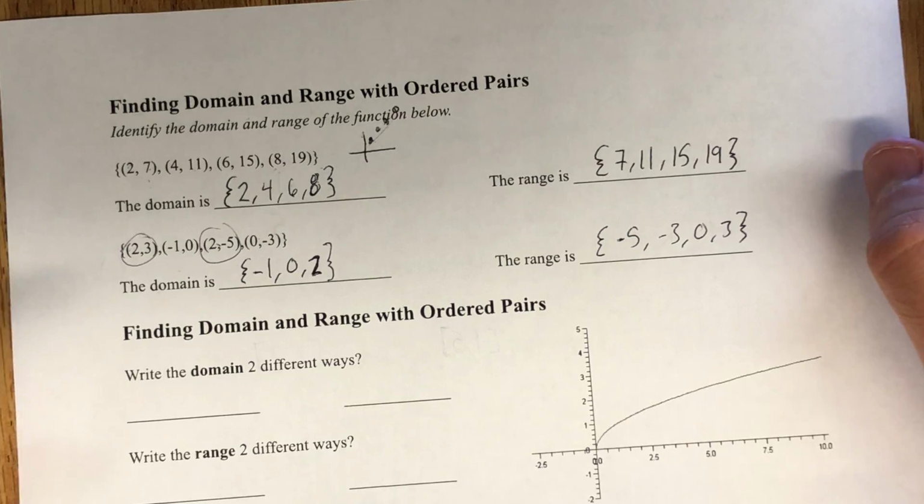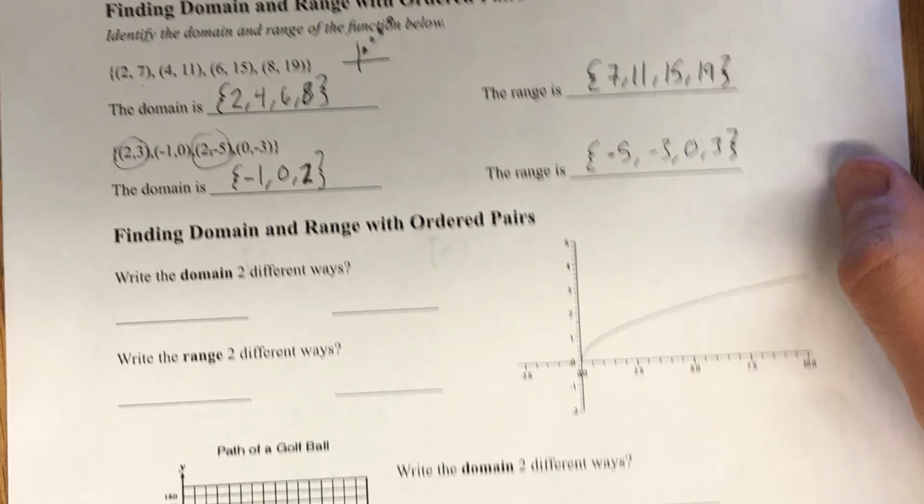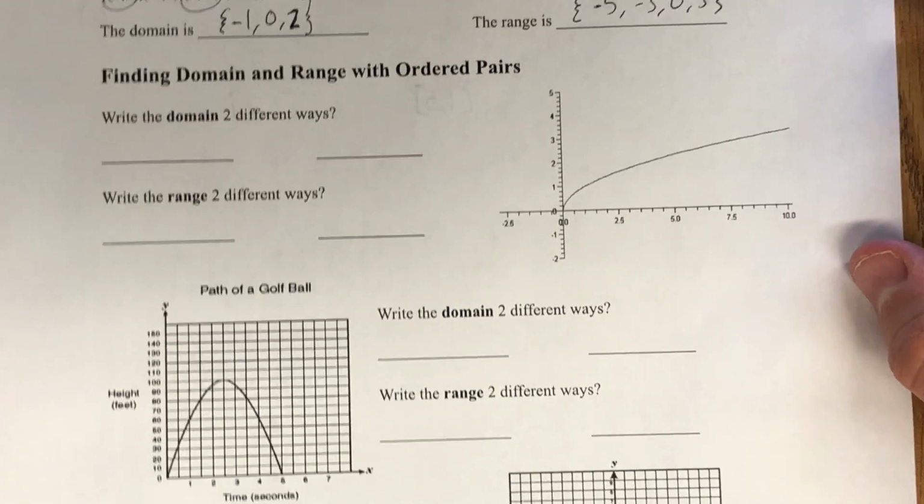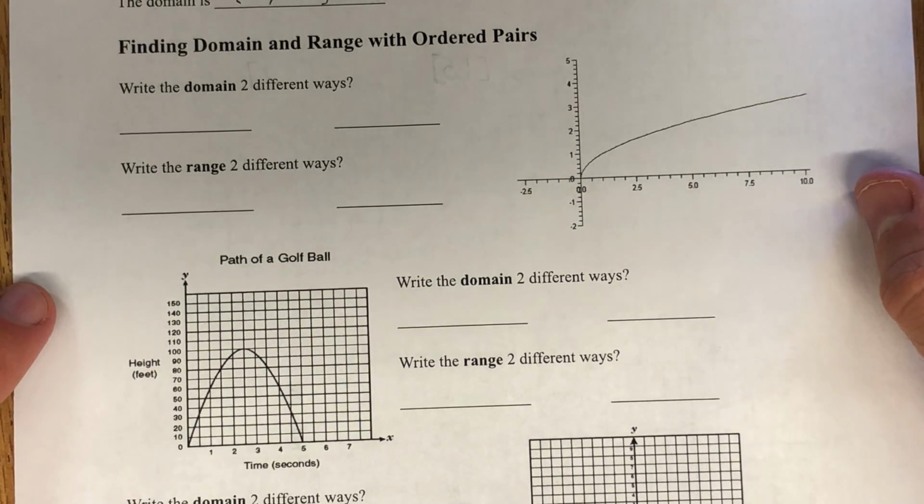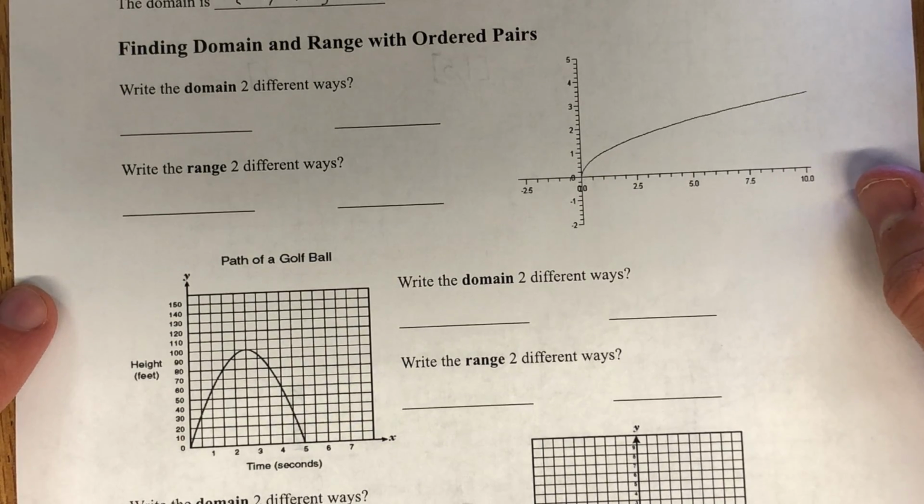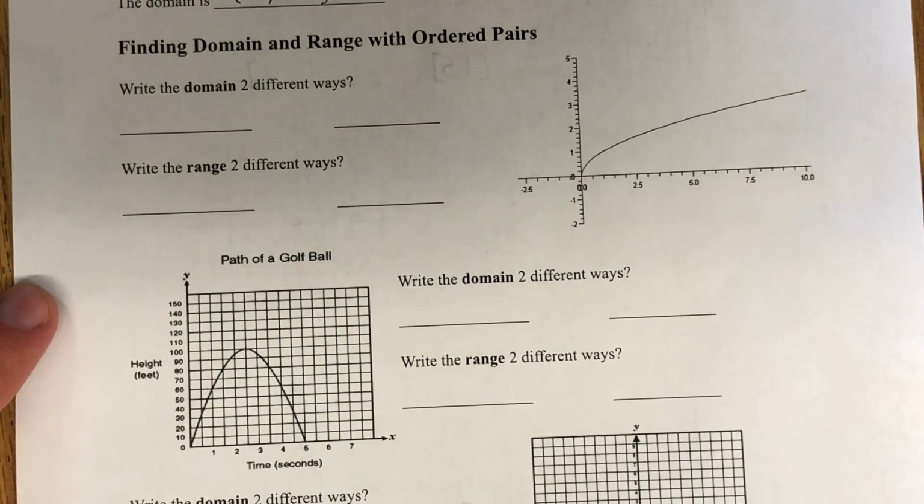All right, so I would be remiss to not tell you that there are different ways of writing domain and range. So we've been writing them with a list of ordered pairs, so using brackets and parentheses. There are other ways that you can write, and there will be ways that you see them because they're represented as possible x and y values.